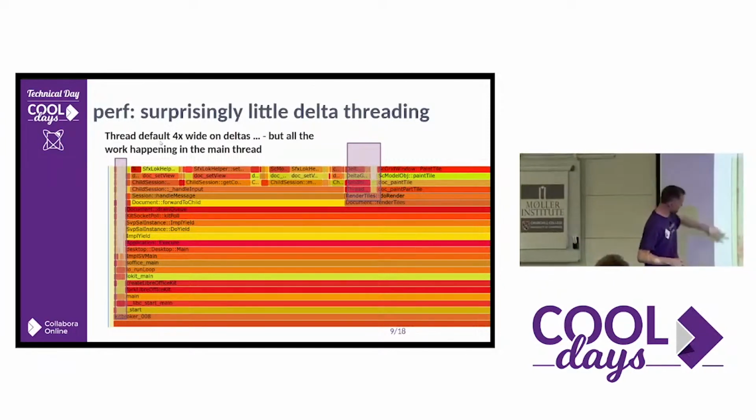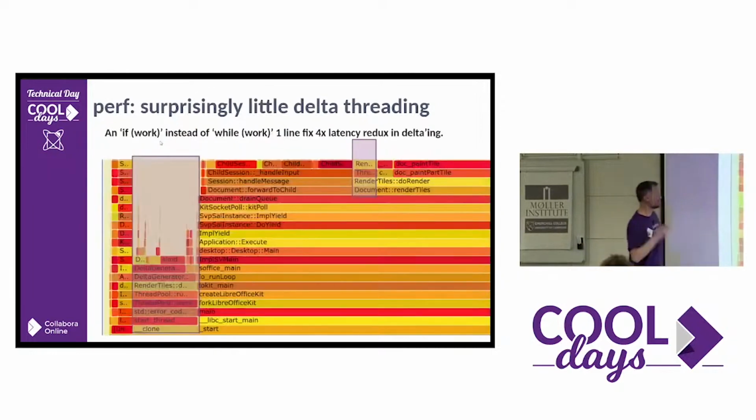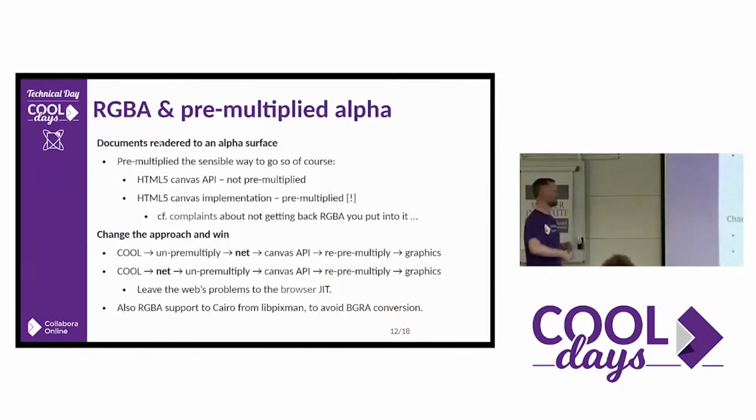So we can convolve those. And we saw this by noticing in the flame graph that there was remarkably little happening in the threads, and it was all happening in the main process. So anyway, we moved it all to the threads. So you convolve those and you get about an 18x speed up for tile compression, which we're quite pleased about. And I think there's more to come there. So that's all good.